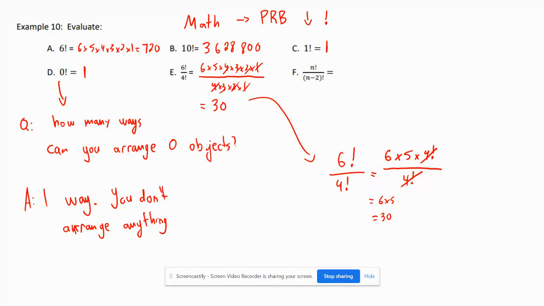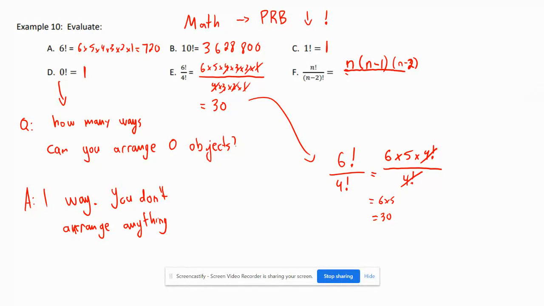Okay. For question F, we have to do the same thing. This is a more general example, but it's n factorial over n minus 2 factorial. Now, how do you write out n factorial? Well, n factorial equals n, and then if I'm counting down, my next number would be n minus 1. My next number after that would be n minus 2, and then n minus 3, n minus 4, n minus 5, and keep on going.